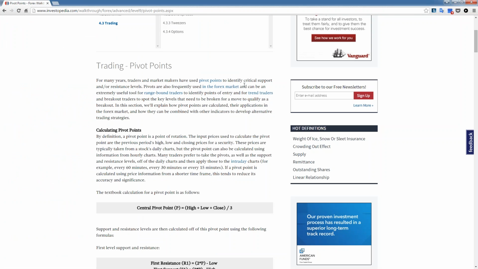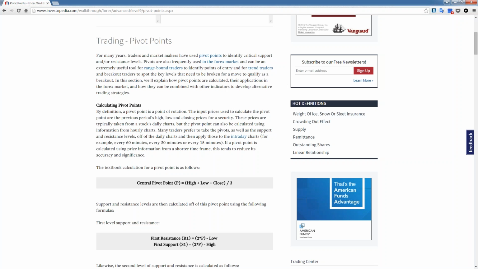Pivot points identify critical support or resistance levels. Pivots are also frequently used in the Forex market, and can be an extremely useful tool for range-bound traders, which the market is. It's a range-bound market.